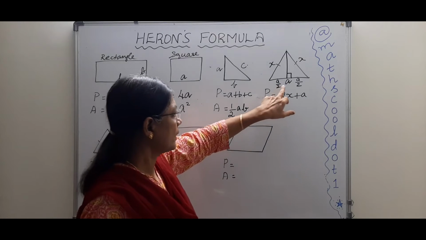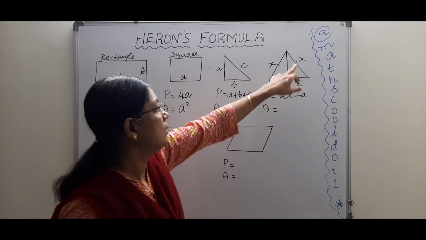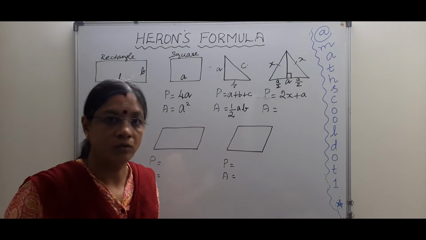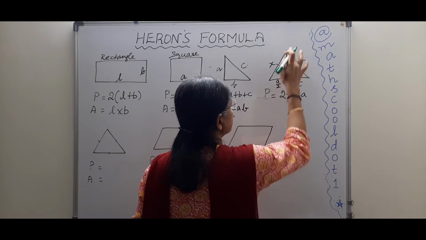Now see this right angle triangle alone: we have X here and A by 2 here. We need to find the other side. So what is the formula to find this side? First we'll find the side now.